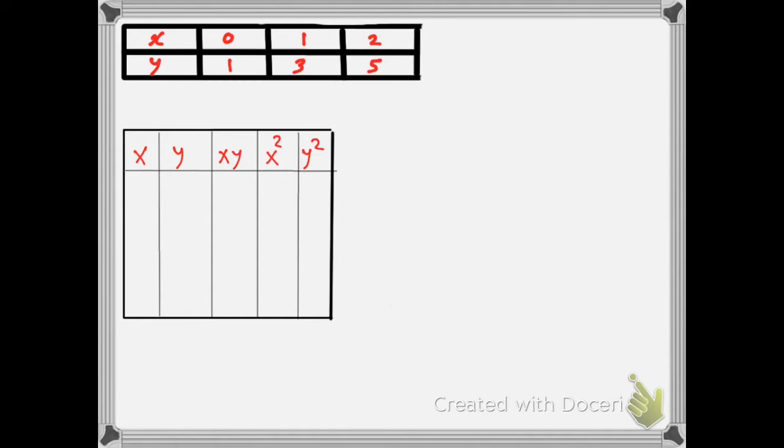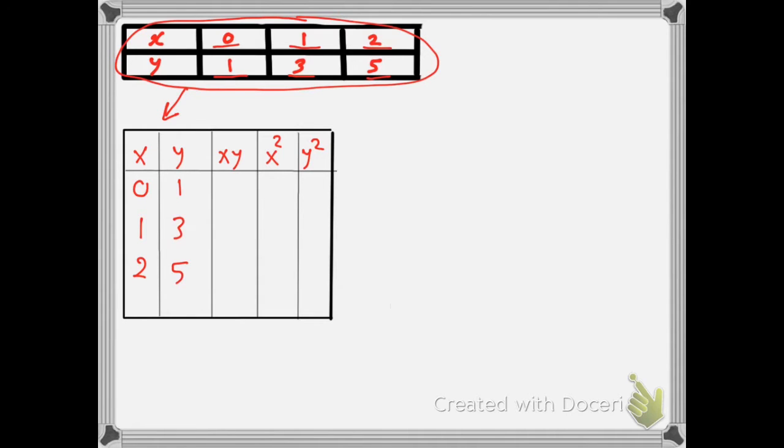Yes, you should insert those data from the small table, this one, inside the big table, this one. Then let's start. Give me the values of x: x equal to 0, 1, and 2. What about the corresponding y? Y equal 1, after that 3, and then 5. Then try to complete now this table.